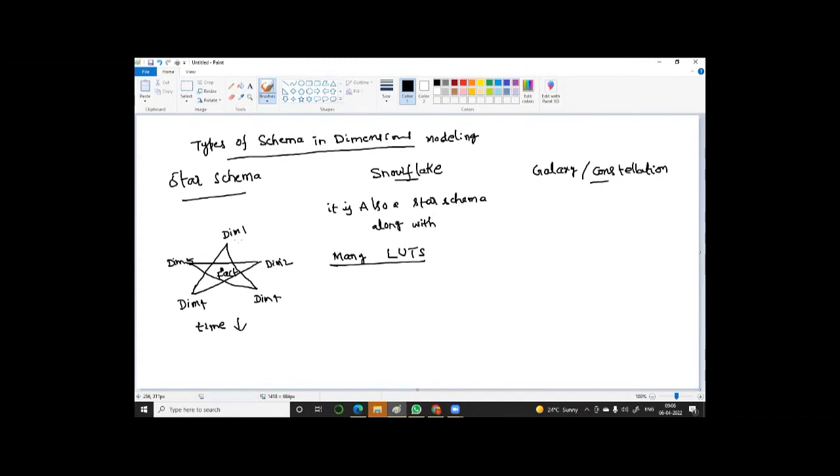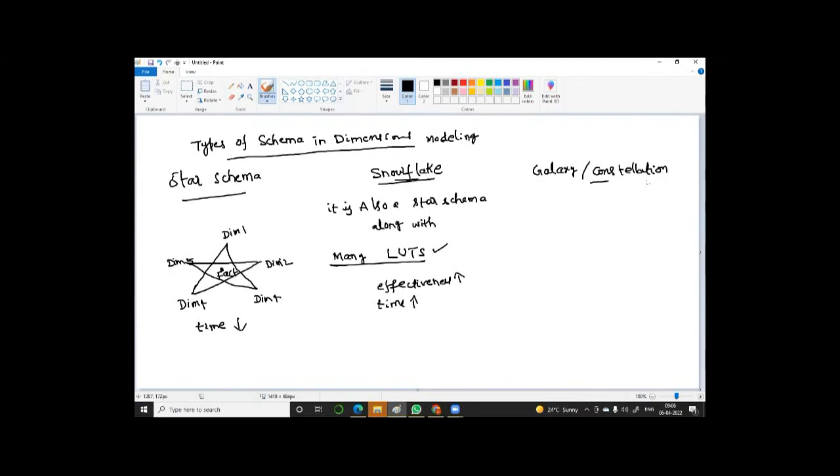What is the difference between these two, then? Processing time definitely will be a little more in the case of Snowflake, but effectiveness will be high. You can handle more data easily when you mention LUTs. So that is what the Snowflake schema actually is.